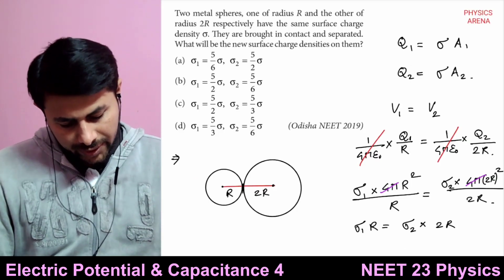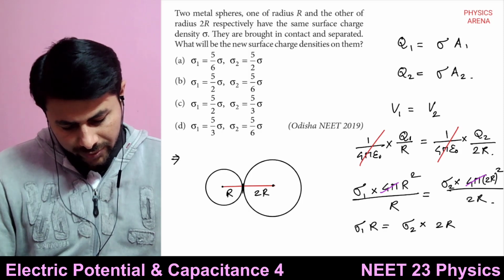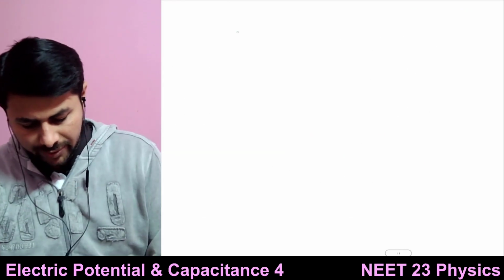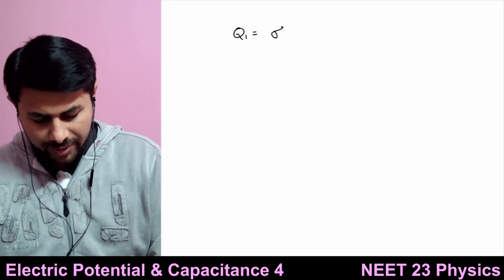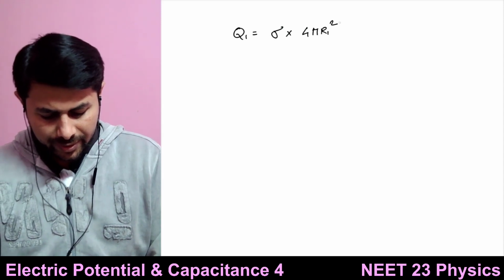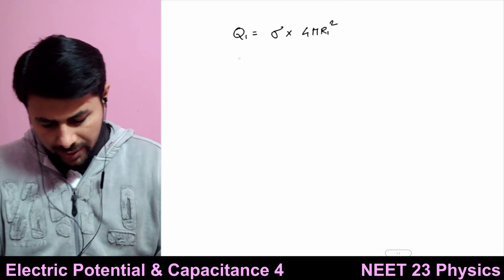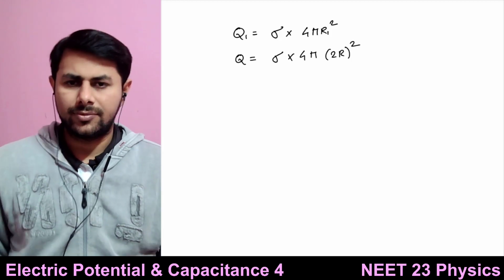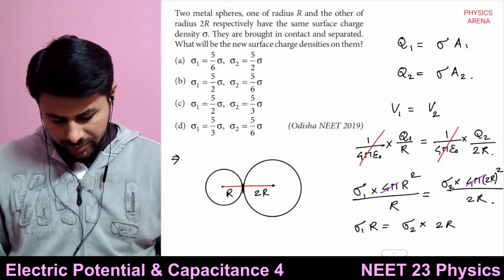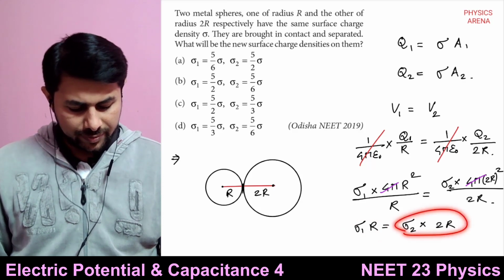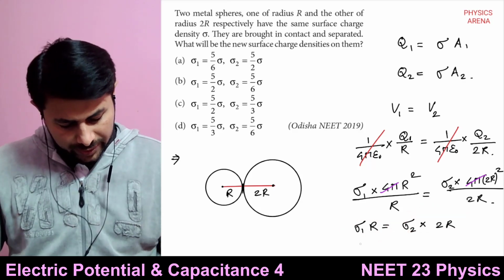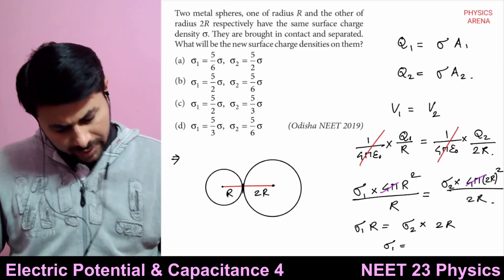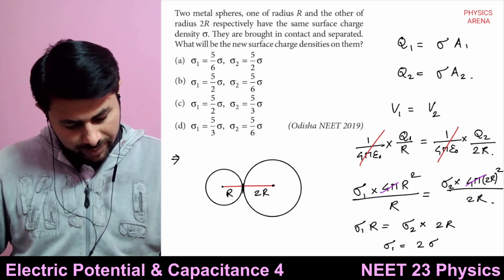Okay. So initially there was some charge Q1 and Q2. So Q1 is equal to, we can say, sigma multiplied by 4 pi r1 square, and Q2 is equal to sigma multiplied by 4 pi 2r square, right? Now what can we say using this thing? So sigma 1 is equal to 2 times of sigma 2. Sorry, yeah, sigma 1 is equal to 2 times of sigma 2. This is what we get.